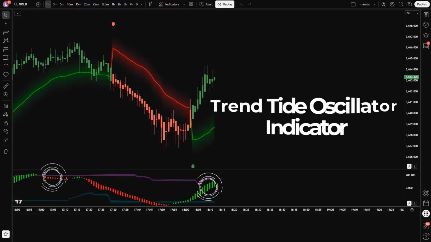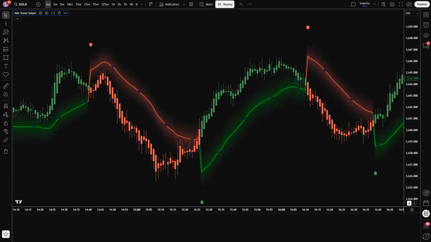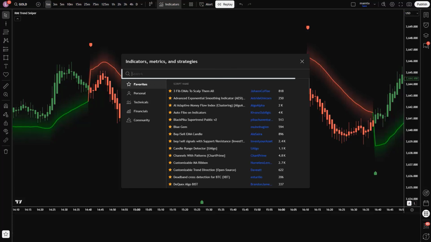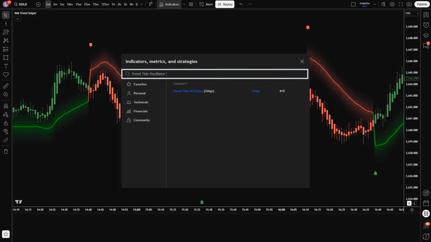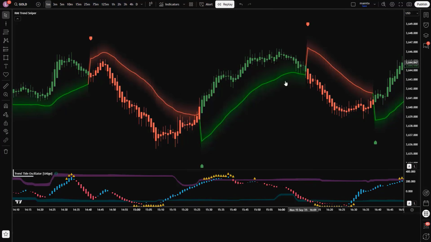The red and green color columns we see in the chart is called the Trend Tide Oscillator Indicator. Let us understand the trading setup. We will search Trend Tide Oscillator in the search box of TradingView. After that, we have to click on the Trend Tide Oscillator option, in which we have to change some settings.